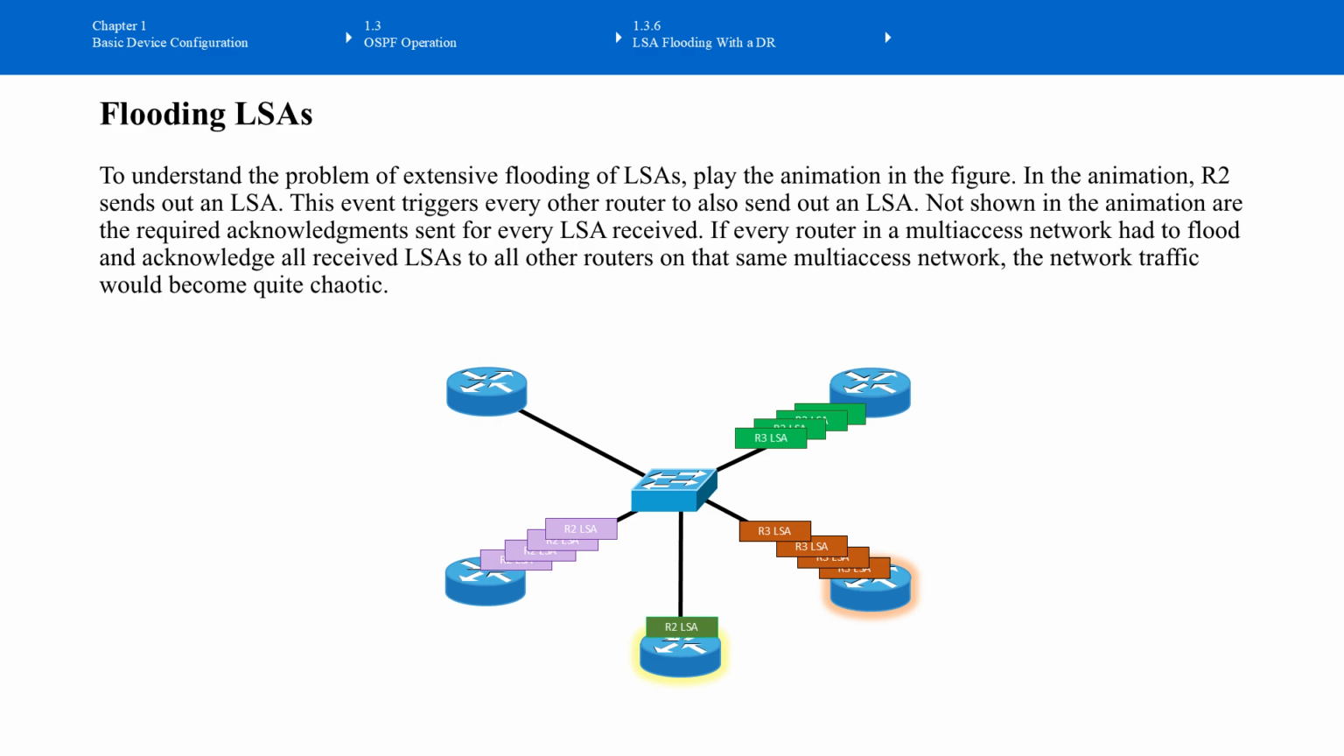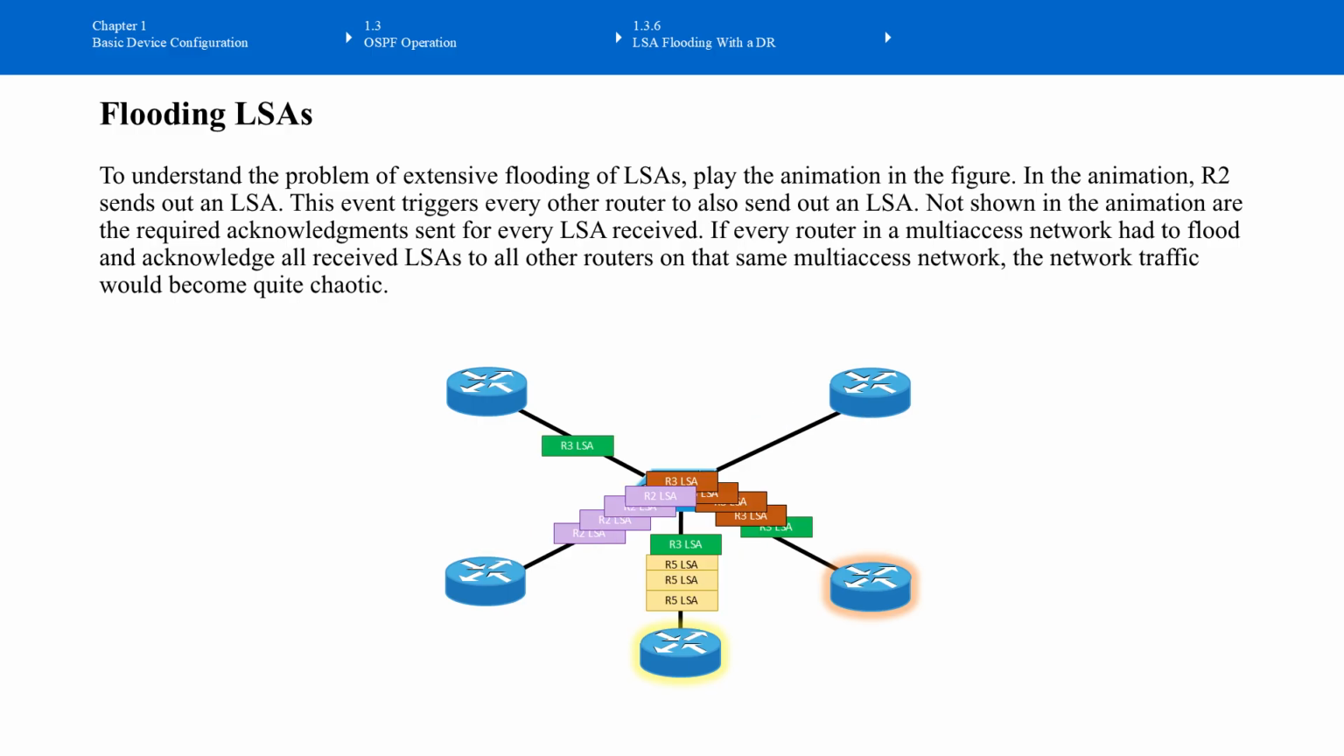After processing R2's update, other routers may also advertise their own link state information. For example, R3 generates an LSA. R3 flushes its LSA across the network. Then R5 may advertise its own LSA. Soon, multiple LSAs from different routers are traveling across the same Ethernet segment. Now the network contains LSAs from several routers simultaneously.